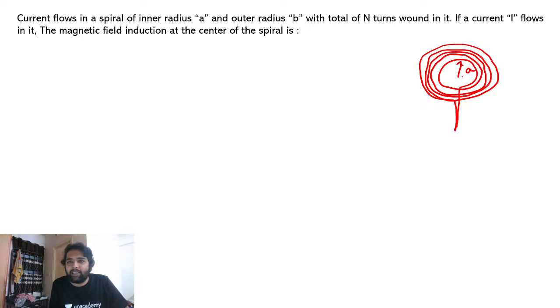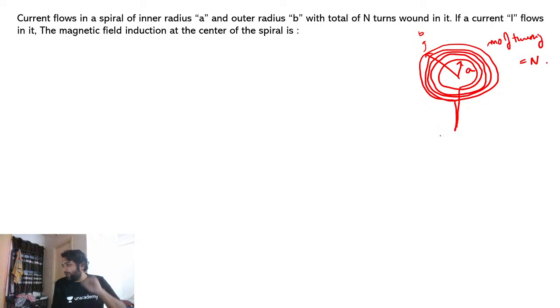The inner radius is A and the outer radius is B, and the number of turnings is equal to n. So the number of turnings will be equal to n with inner radius A and outer radius B. The current I flows in it. I is the current flowing in it. So what is the magnetic induction at the center of the spiral?